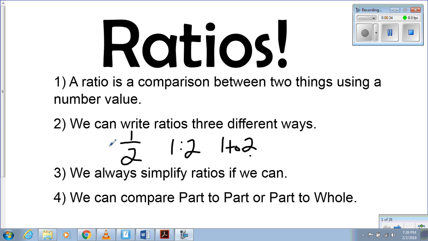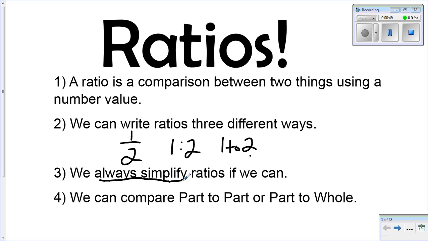We can write ratios as a fraction, we can write ratios using a colon, and we can write ratios using the word to. So 1 to 2, 1 to 2, and 1 to 2. We should always simplify ratios if we can. That's just like any practice that we've been doing this year. We should always try to simplify. And the last thing we learned is that when we make a comparison, we can compare a part to a part or a part to a whole.